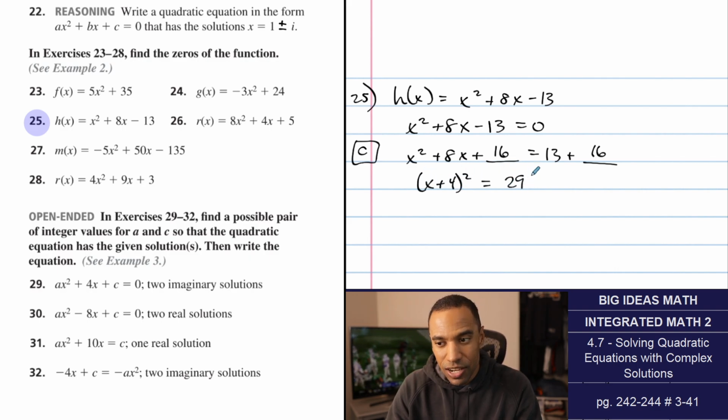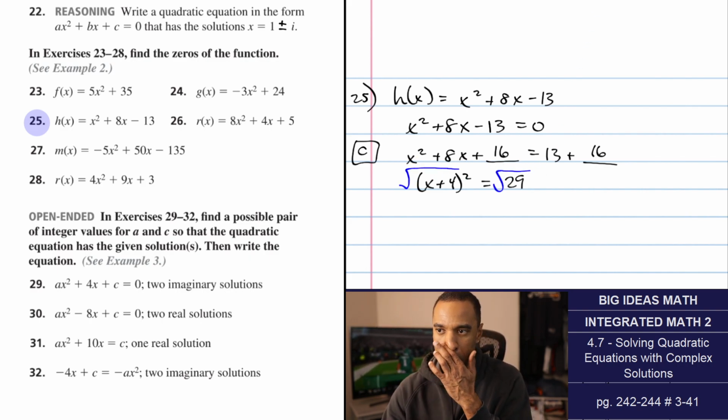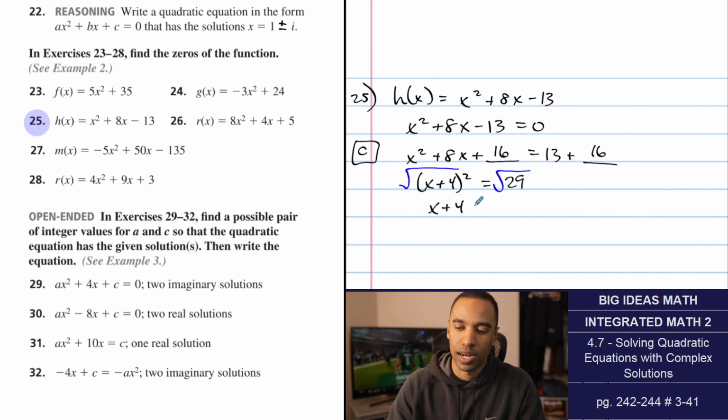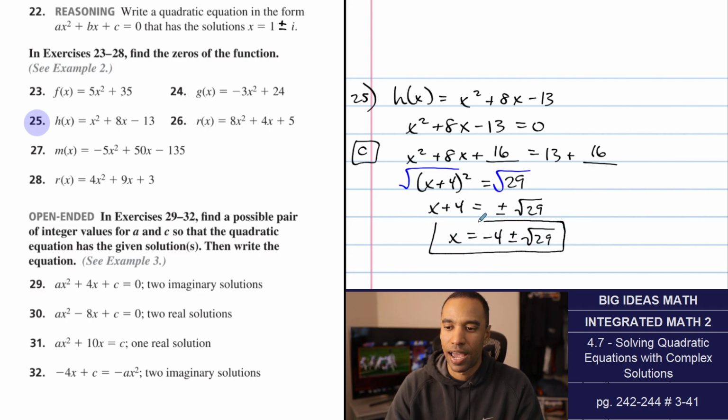At this stage, it'll look like solving using square roots, of course. That's what completing the square has on the back end. Taking the square root of both sides, we get x plus 4 is plus or minus square root of 29. Real solutions there. Cannot simplify. Subtract 4 over: negative 4 plus or minus the square root of 29. Those are the two answers.